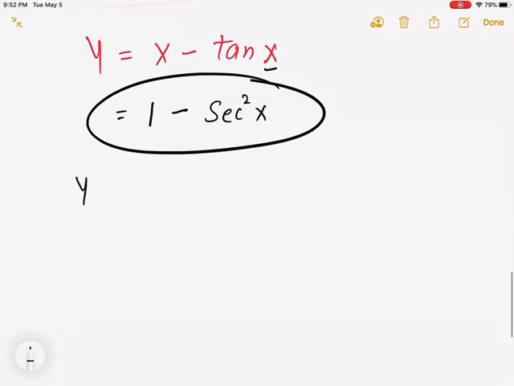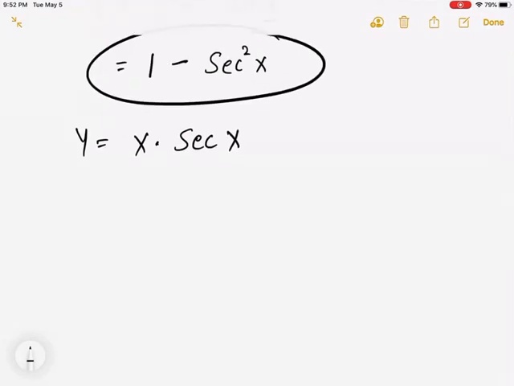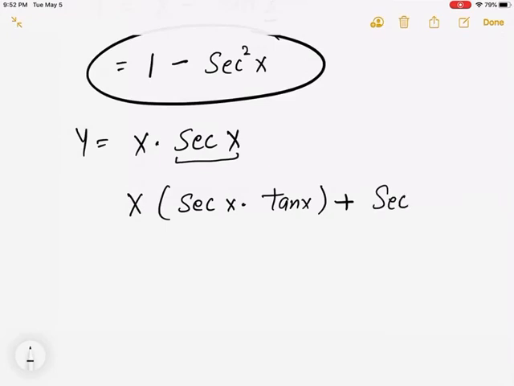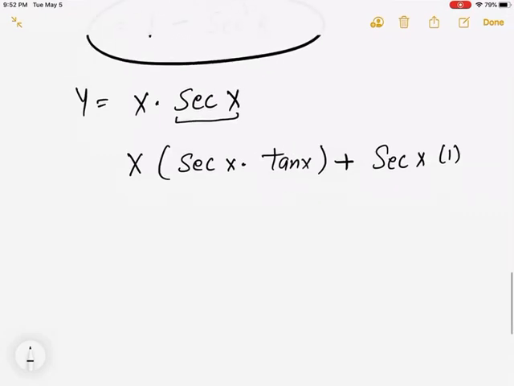Next one, I have x times secant x. Okay, so I see x getting multiplied by another trig function, so product rule. So it's x times, okay, derivative of this part is secant x times tangent x. Now plus, the second part stays the same. Derivative of x would be 1. Now the rest is just simplifying. Is there anything you could factor out?